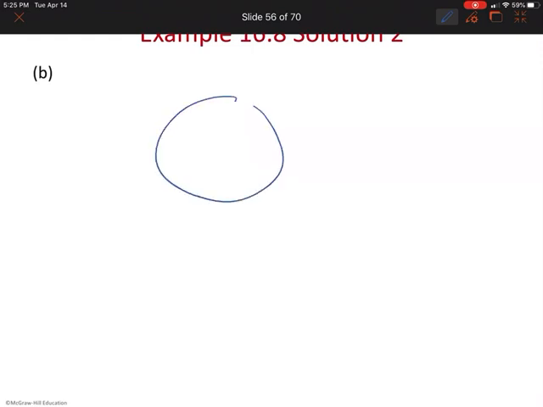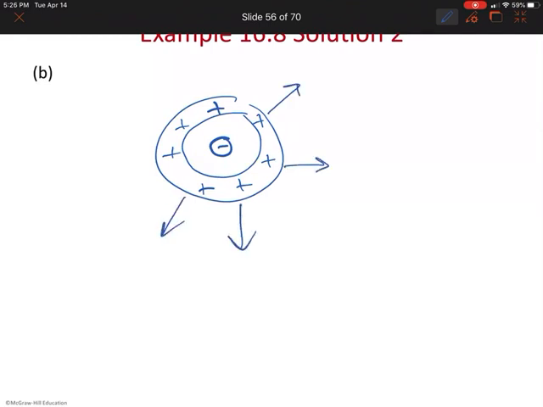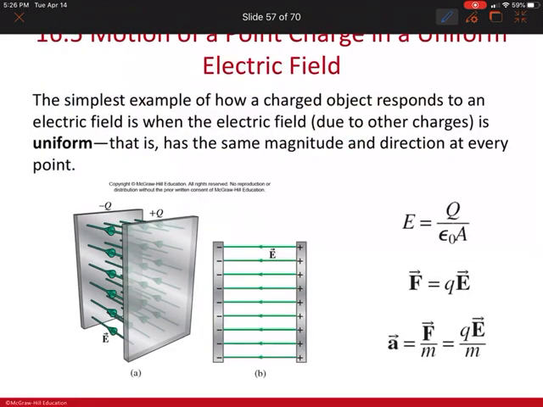Okay, so for part B, it says you're looking at the field inside the shell's cavity. It said that the shell was positive. So let's say we have a case where the shell's positive, but inside this shell, it's negative. That would show that you would have these electric fields pointing out like this. But inside, you could even have electric fields like this, okay, creating it to be at an equilibrium.